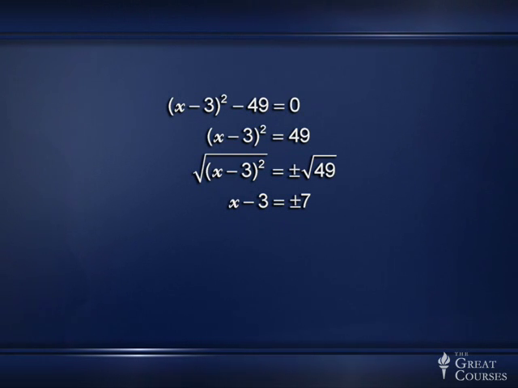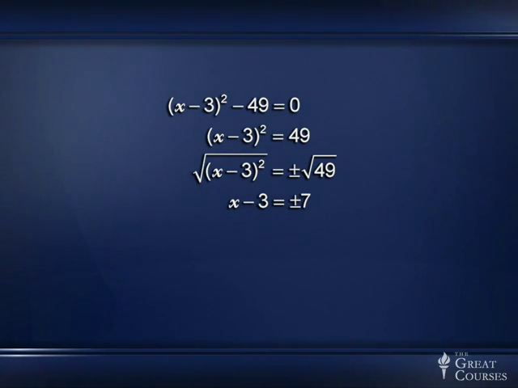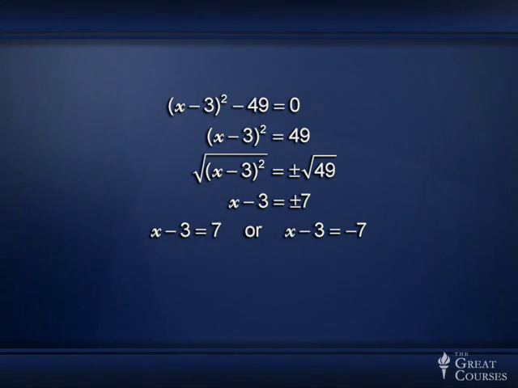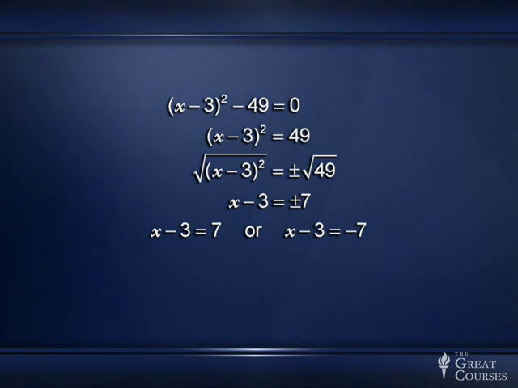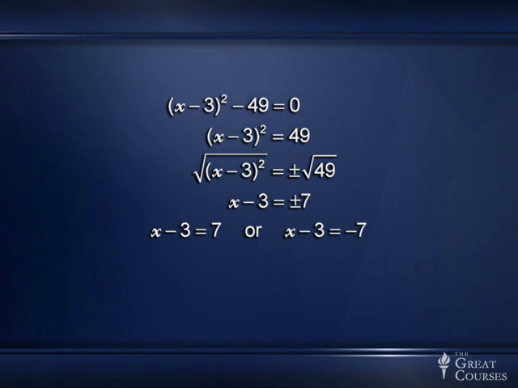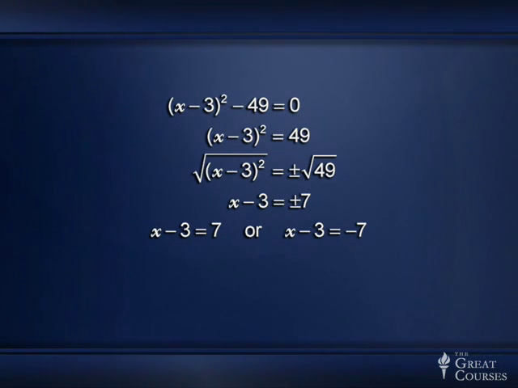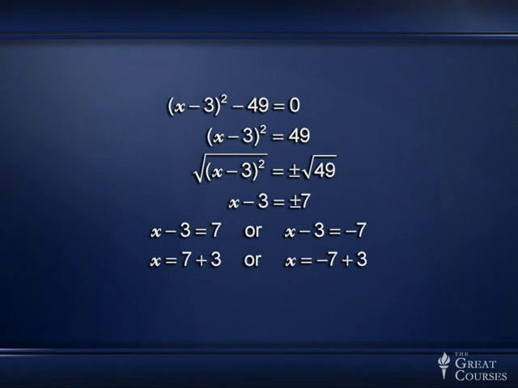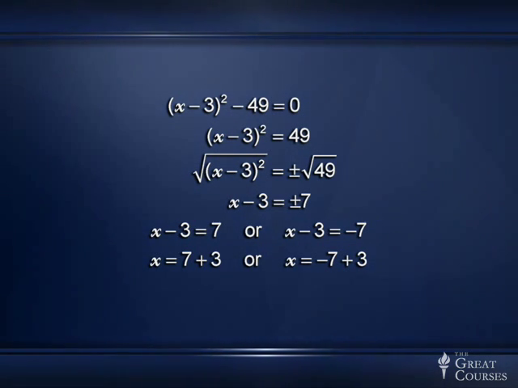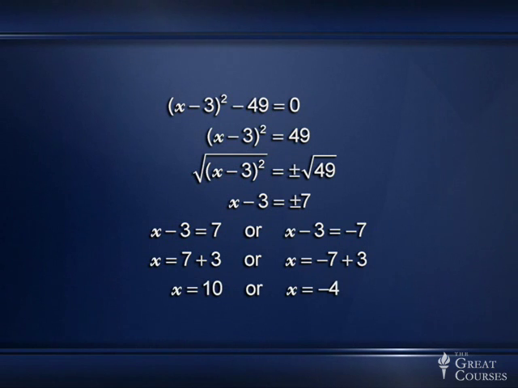And now you and I need to be very careful about how we split this into two equations, because they're going to become the following. x minus 3 is going to equal 7, or x minus 3 equals negative 7. That's how we split up that plus or minus so that we get the right two equations. And if I just add those 3's to the right-hand side, I'm going to have x equals 7 plus 3, or x equals negative 7 plus 3. And that means my two solutions are x equals 10 or x equals negative 4.